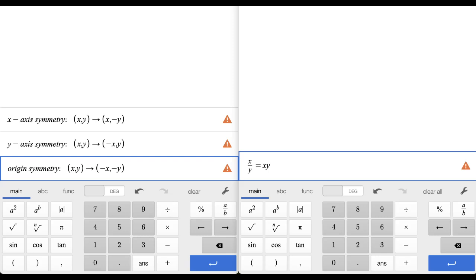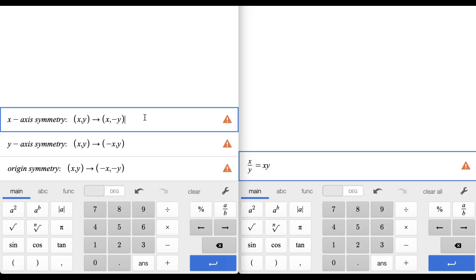Hello, Mr. Lee here. All right, numbers 5 and 6, we're still talking about symmetry. The directions are: state which type of symmetry the function has. Okay, so this is number 5. We're going to apply each one of these rules.